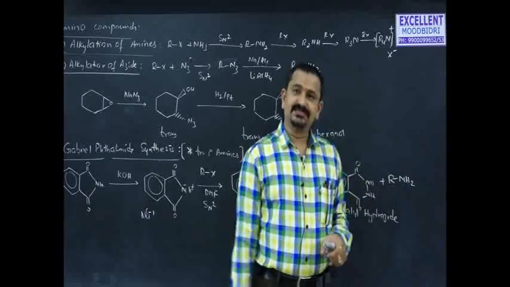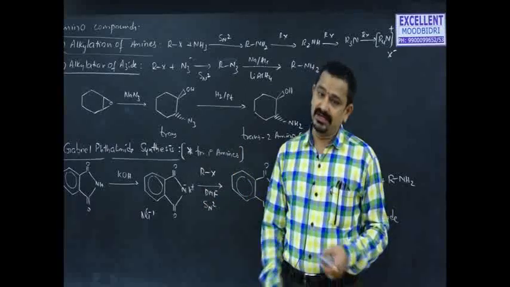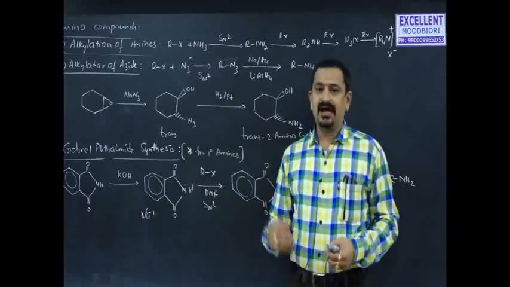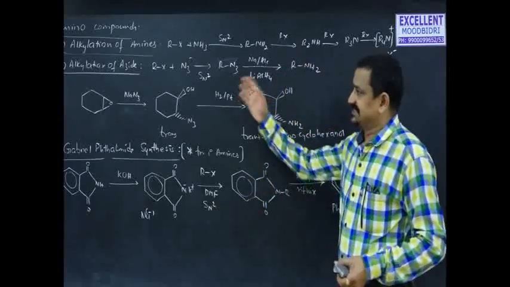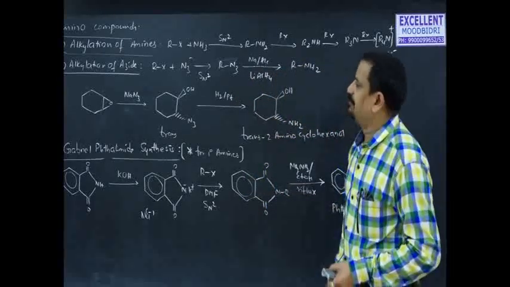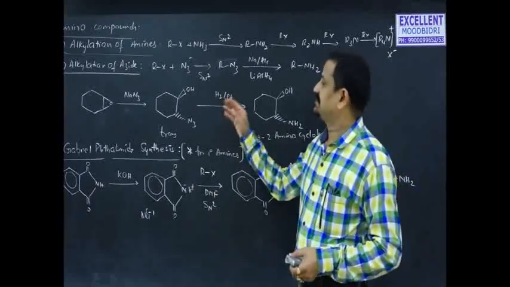Good morning students. In this class, we will discuss the preparation and properties of amino compounds as a revision, and also discuss some model questions for practice. Now, the first method of preparation of amino compounds is Hoffmann ammonolysis of alkyl halides.